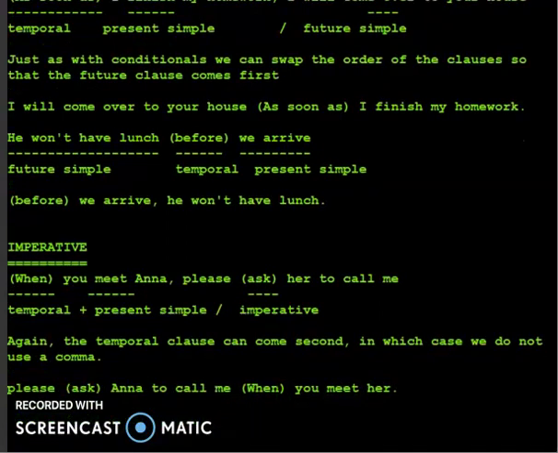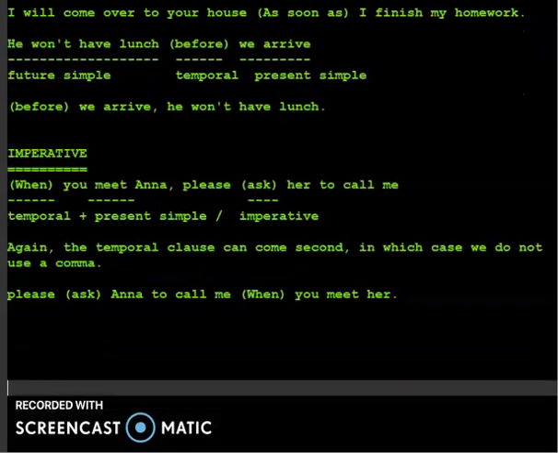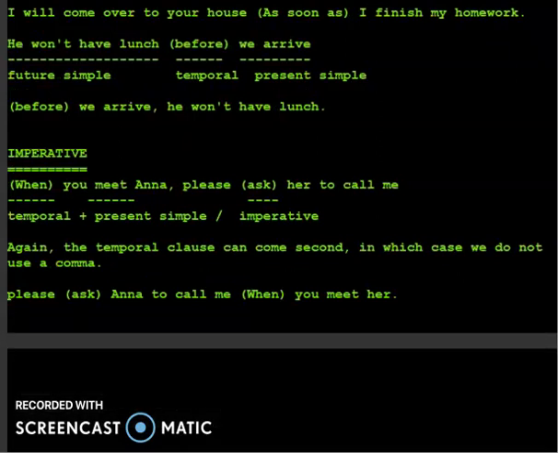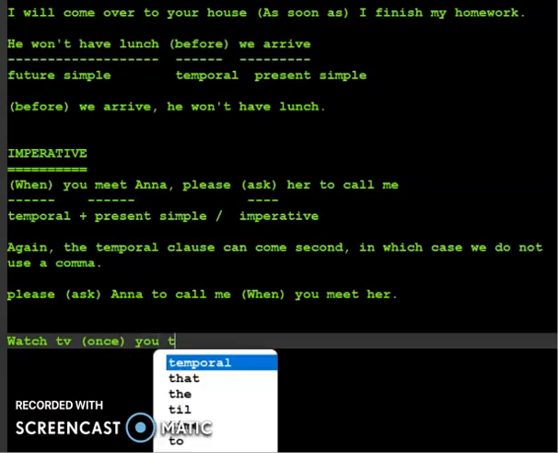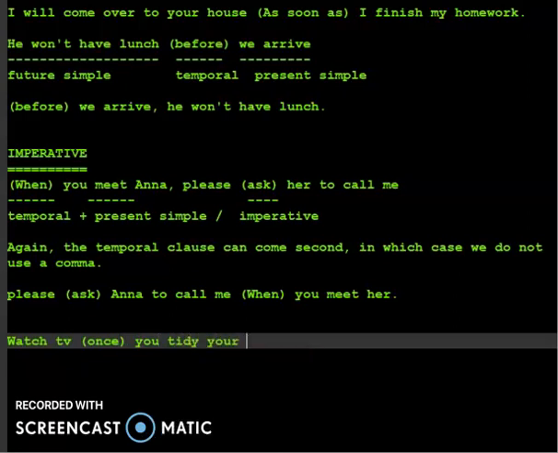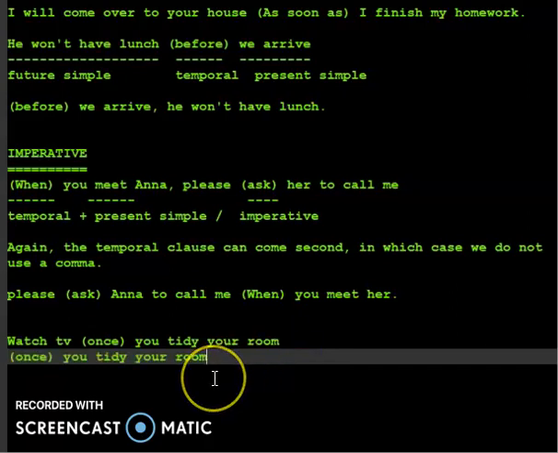Let's look at another example. Let's start in imperative. Watch TV once you tidy your room. So again, temporal plus present simple. Or if we switch it around, we've got once you tidy your room, watch TV. Watch in imperative form. It's a command.